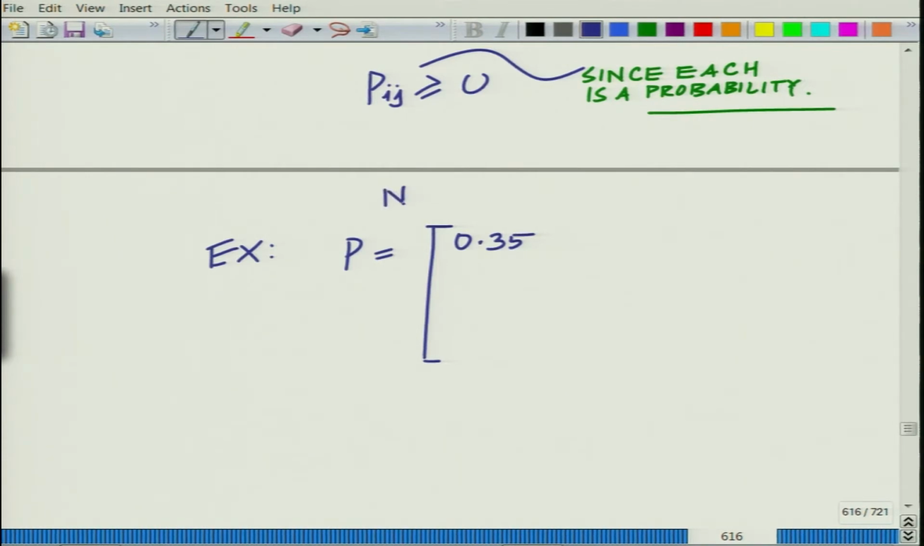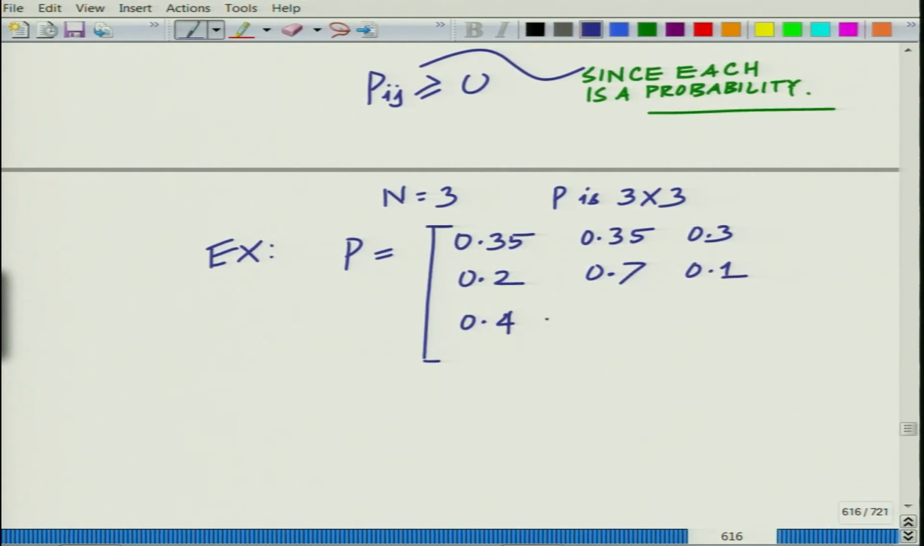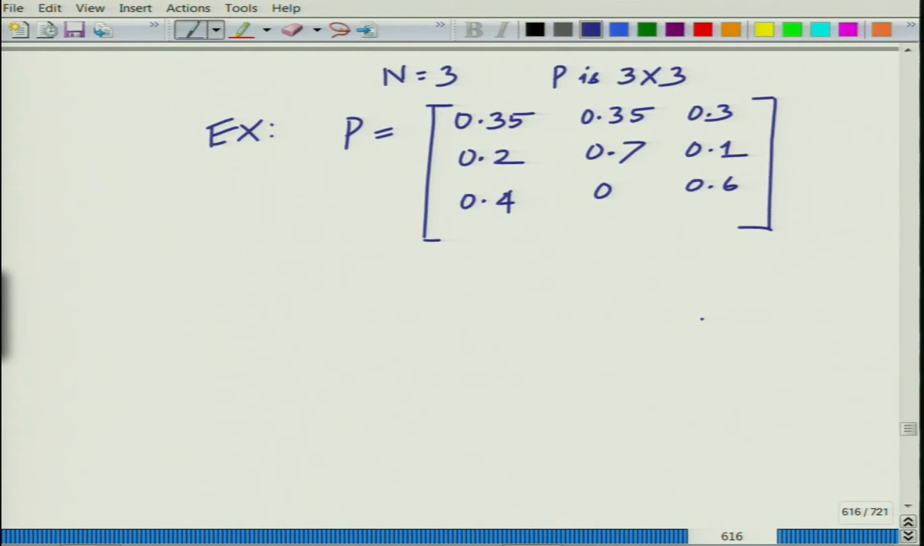Let us take an n equal to 3 case discrete time Markov chain, that is your P is of size 3 cross 3. We can have a probability transition matrix that looks like this: 0.35, 0.35, 0.3, 0.2, 0.7, 0.1, 0.4, 0, 0.6. You can see the sum of elements in each row equals 1.